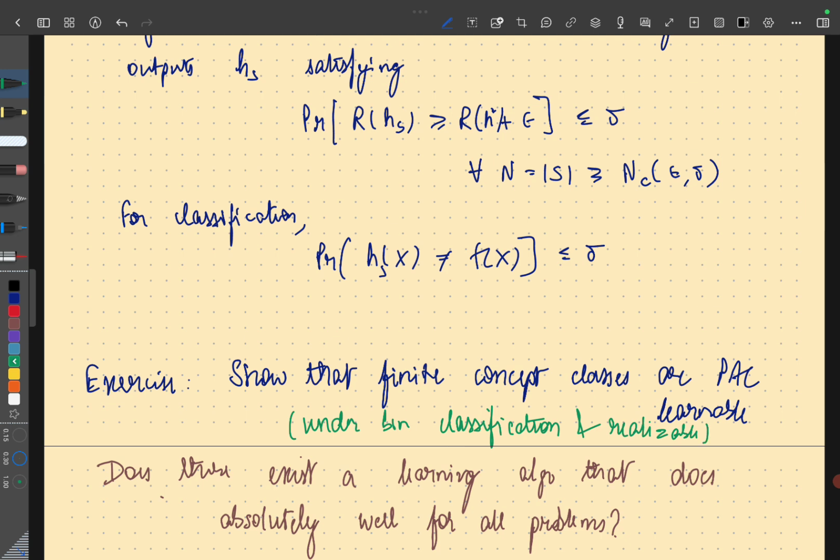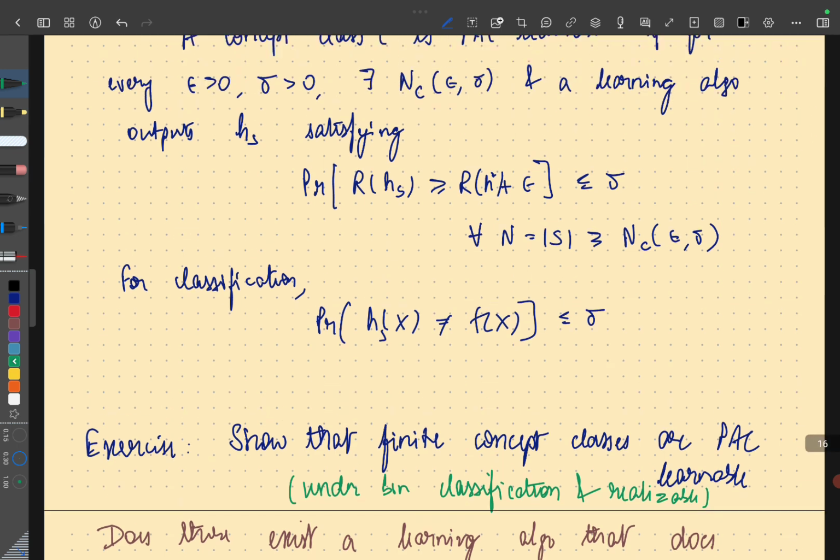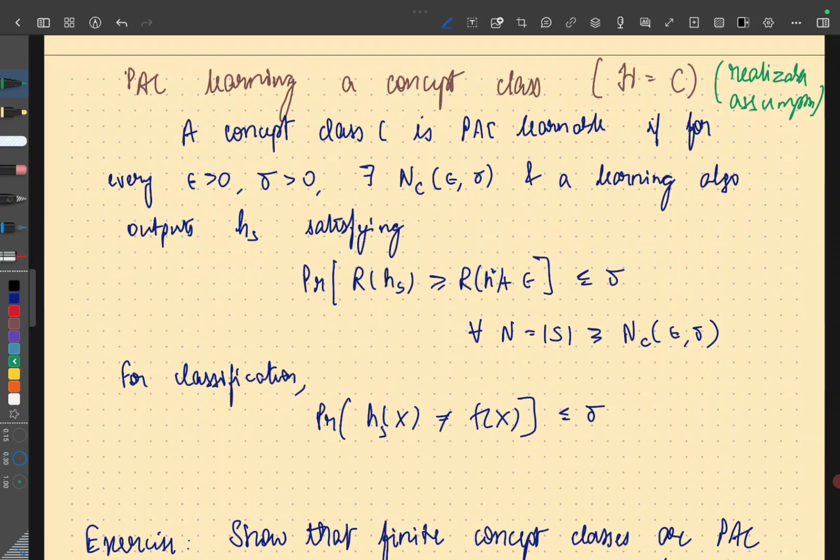I think the realizability assumption shouldn't be restricted to H equals C. I think C must be a subset of H. Sure, yeah, but that's fine. You can assume that. But really, here I'm referring to PAC learning of the concept class itself. The realizability assumption, I agree, it's enough to have H to be a superset of C.